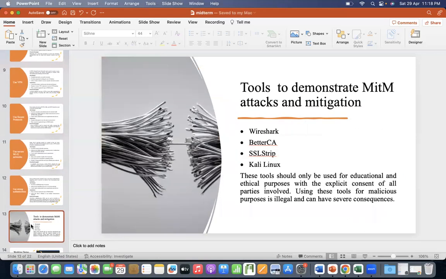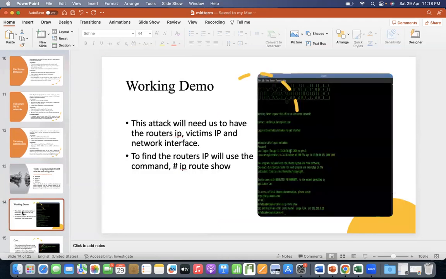Now we are going to demonstrate the man-in-the-middle attack and the mitigation. Here we can use tools like Wireshark, Bettercap, SSLstrip, Kali Linux, and so on. These tools should be used only for educational purposes, and we cannot use them for illegal things. Here we're going to demonstrate our working demo.